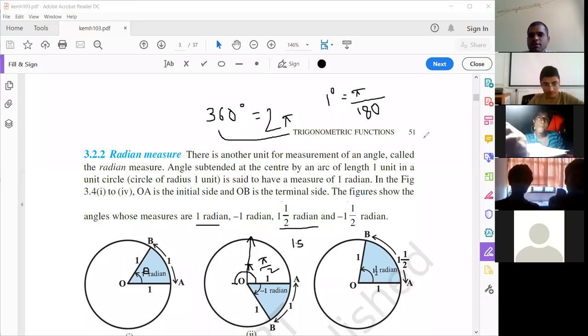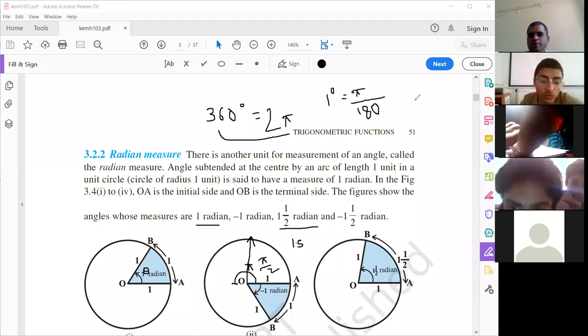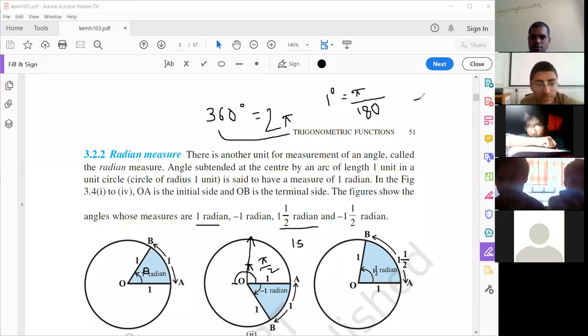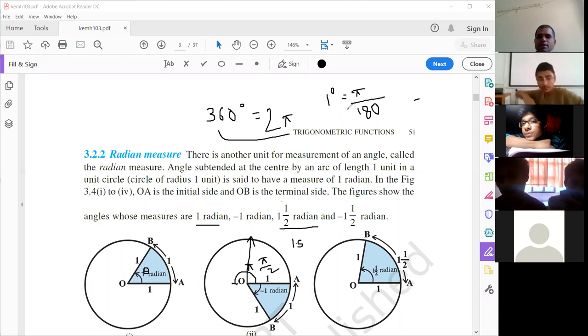What is the value of pi? Generally we take it as 22 by 7, or 3.14 also. So if you put that value, you will get 1 degree is equal to 3.14 by 180.